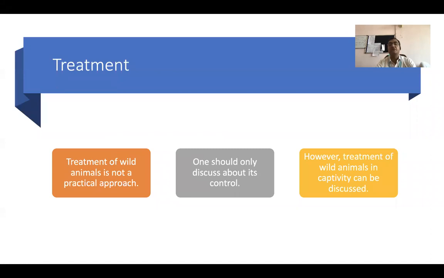Treatment in captivity can be done because there is one animal, one cage system. So once you diagnose the case, you have seen a case in the field, you can go for the treatment. But when we are talking about the wild condition, it is almost an impractical approach. However, treatment of wild animals in captivity can be discussed. What treatment we are discussing here is in captivity.